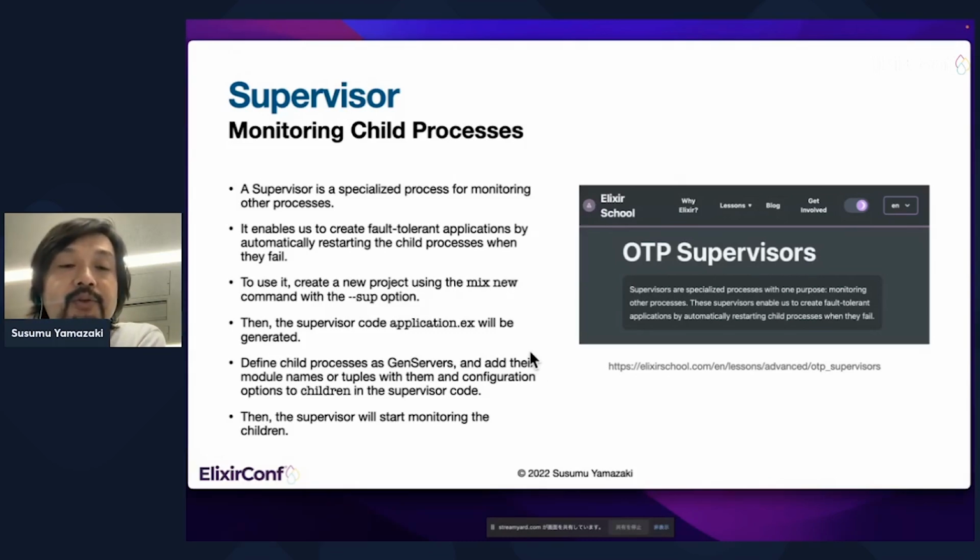Then, to use it, create a new project using the mix new command with the supervisor option. Then the supervisor code application.ex will be generated. Define child processes as GenServers and add their module names or tuples with them and configuration options to children in the supervisor code. Then the supervisor will start monitoring the children.